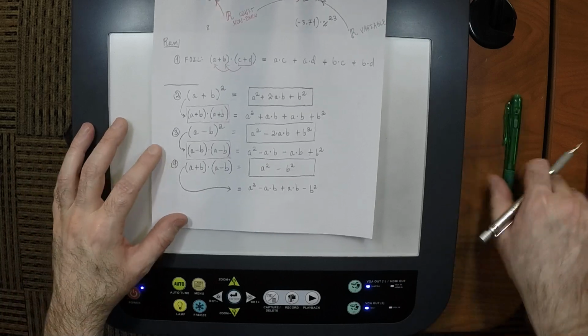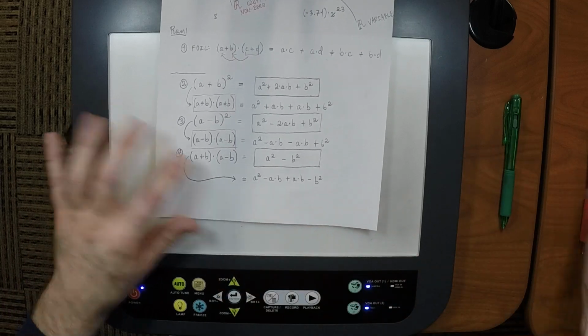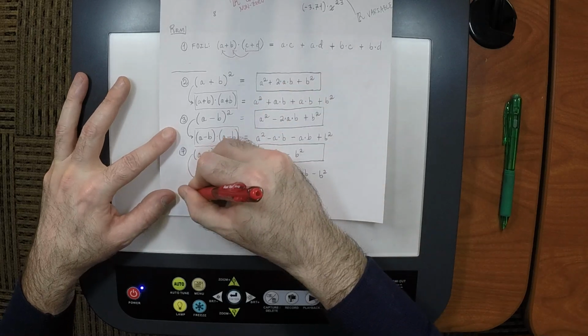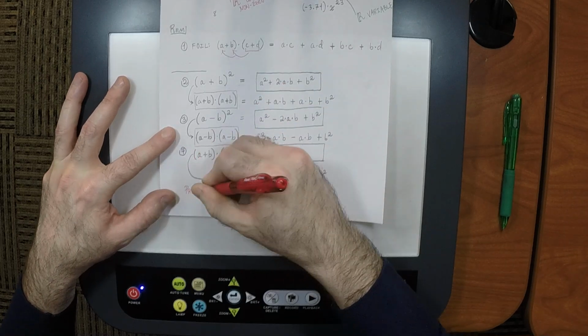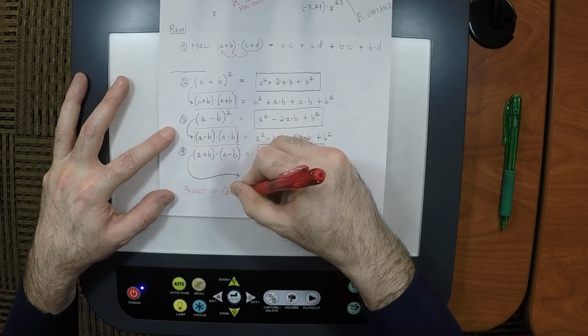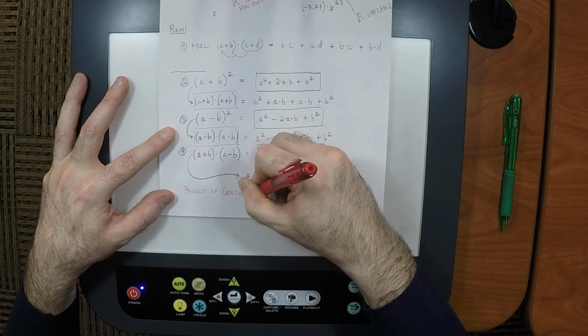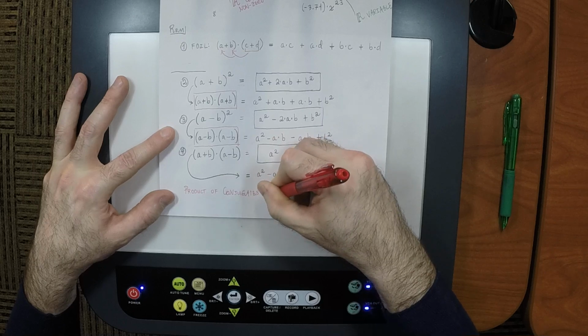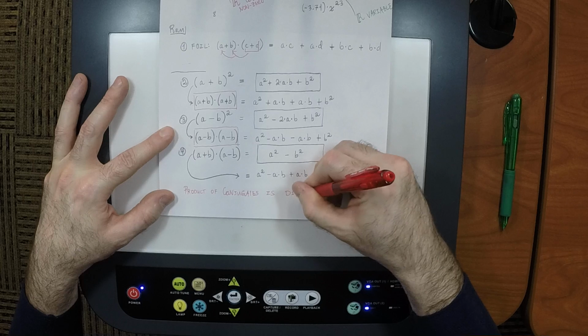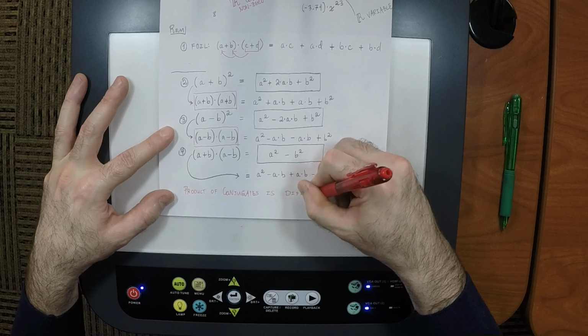Okay. So this is notable enough to have a phrase, and that is that the product of conjugates is difference of squares.